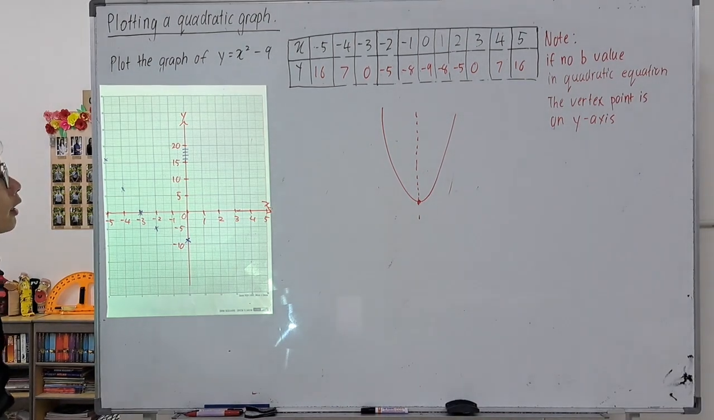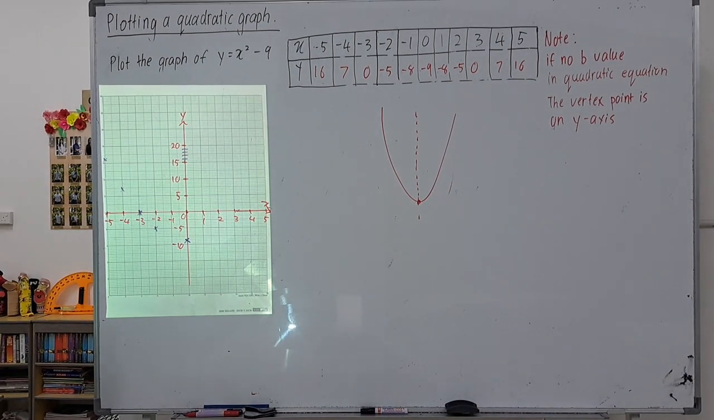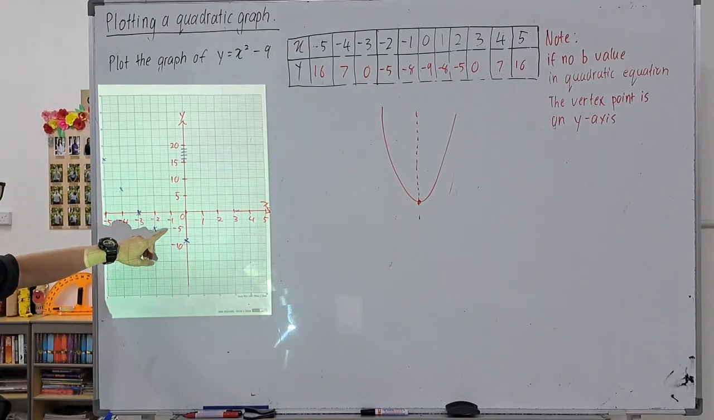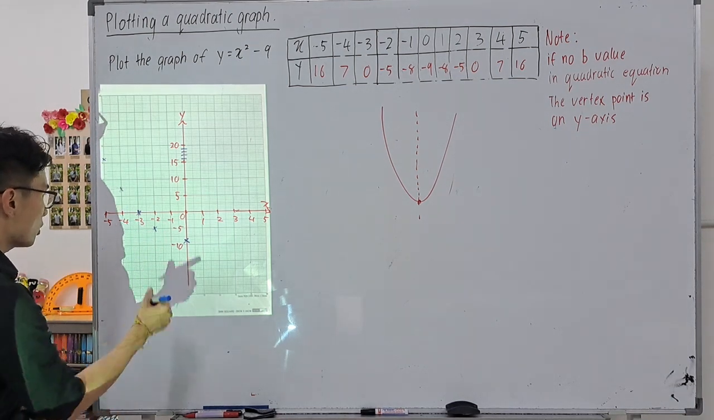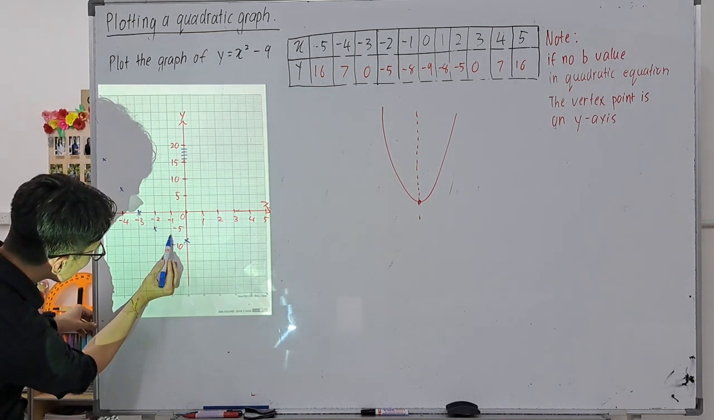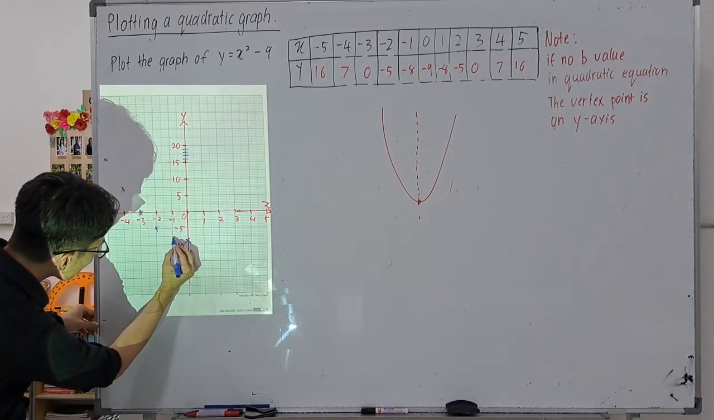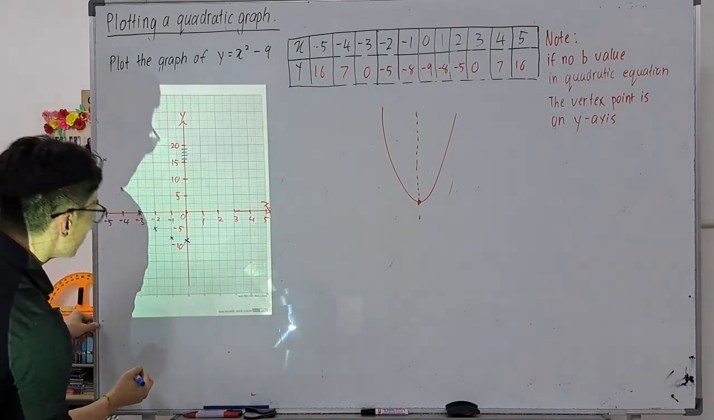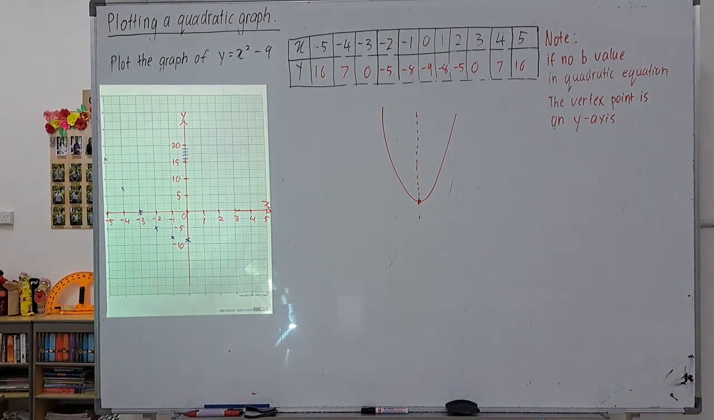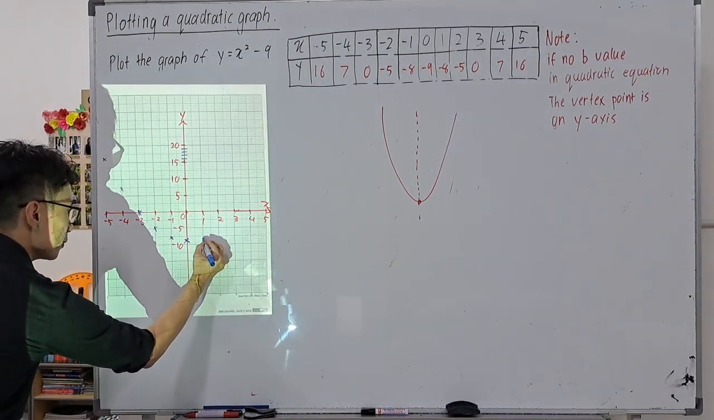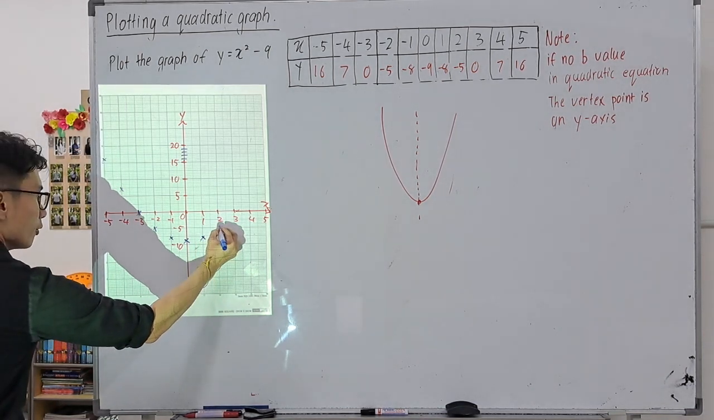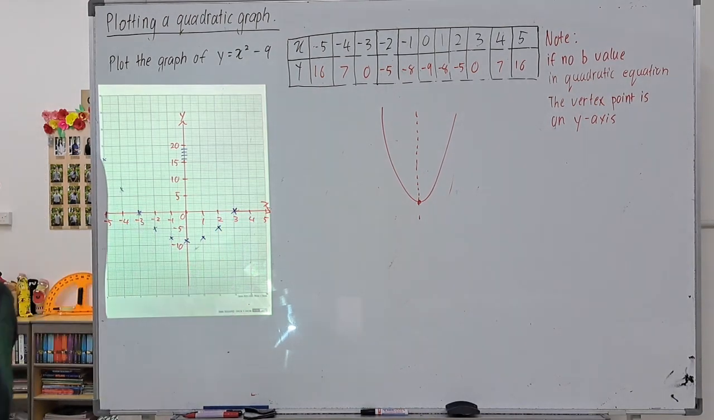Alright, 1 and -8. Oh, I missed out one coordinate, sorry. 1 and -8 should be here. Yeah. Okay. So 2 and -5. Oh, sorry, 1 and -8 first. So this one should be the same thing. 2 and -5. My x-intercept.